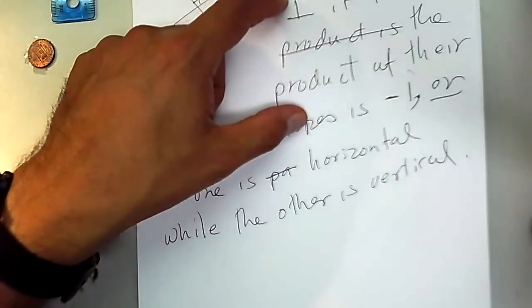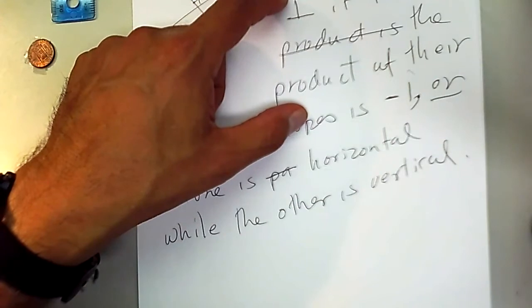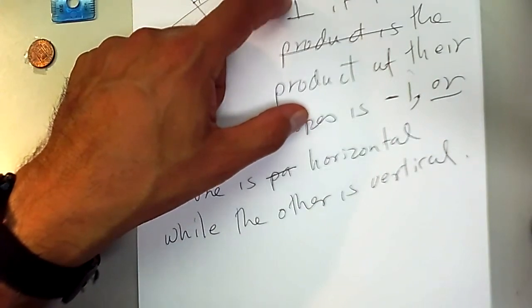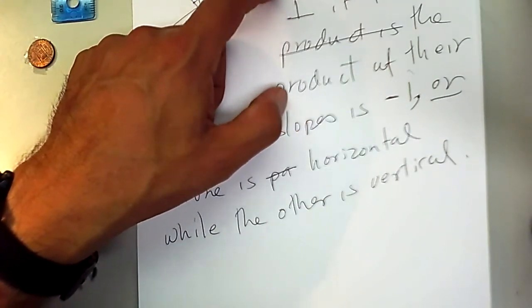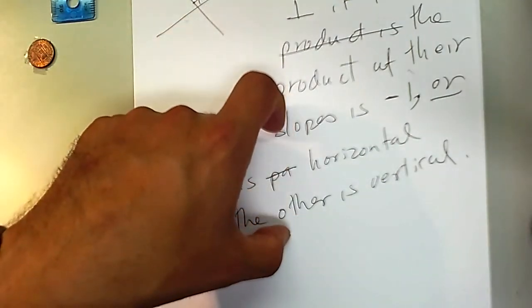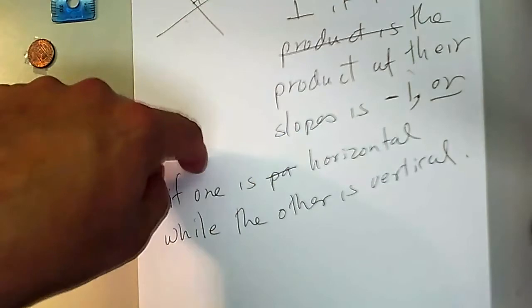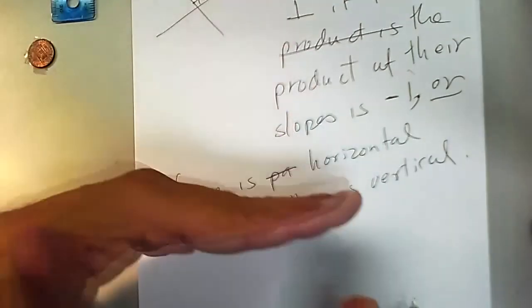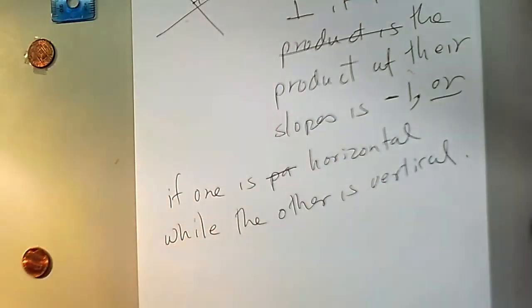If they have a slope, and the product of the slopes is -1, then they are perpendicular. But there's another case in which they could be perpendicular. If one is horizontal and the other one is vertical, which makes sense, then the lines are perpendicular.